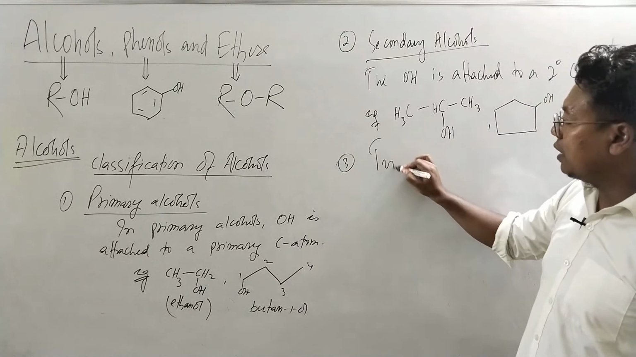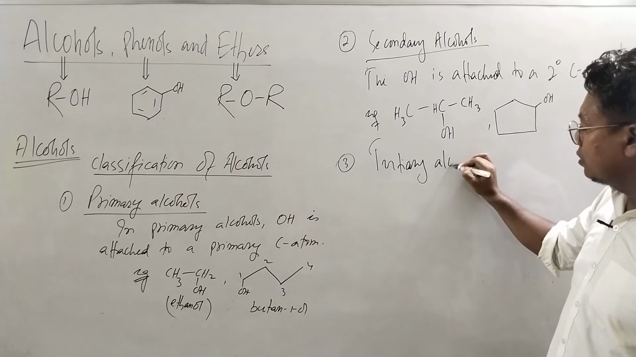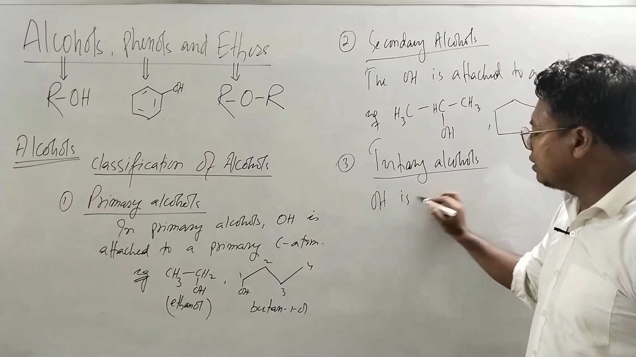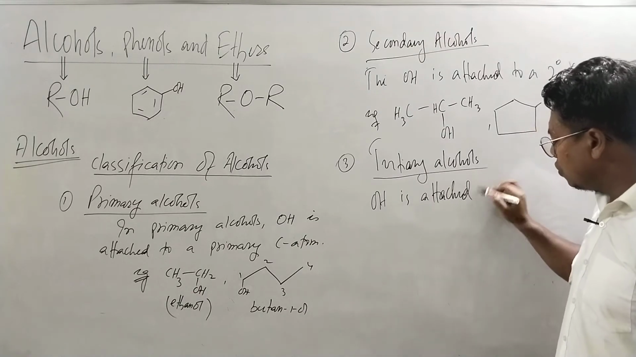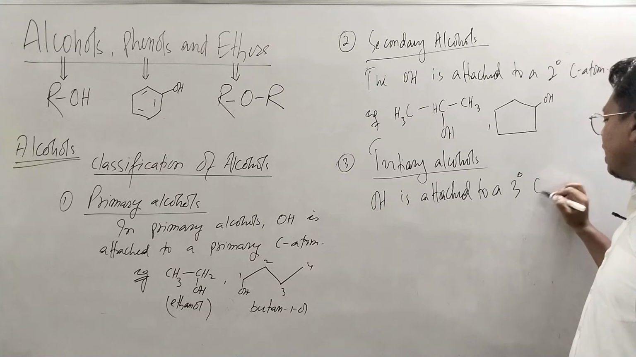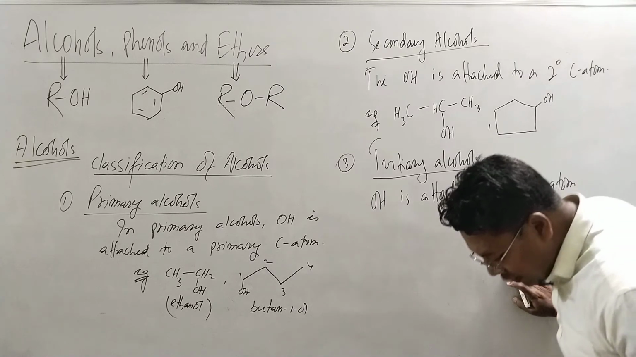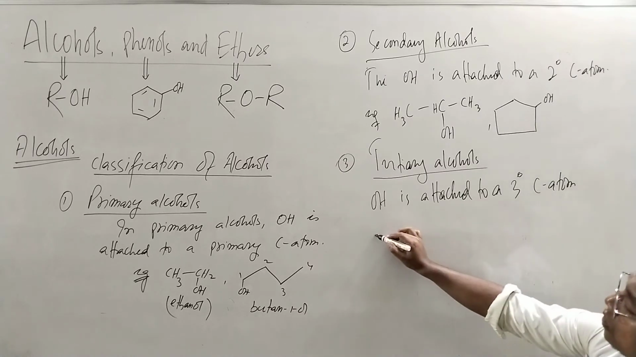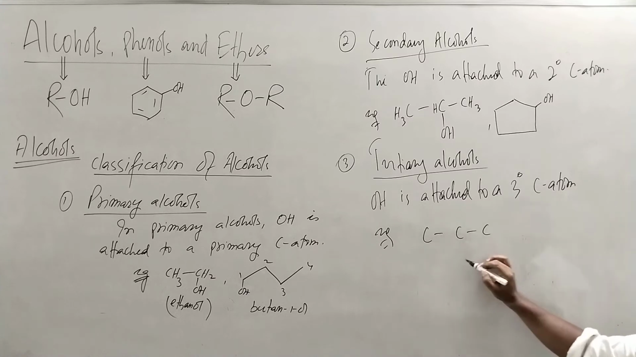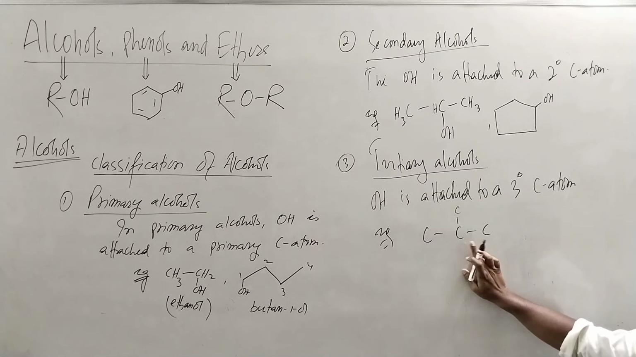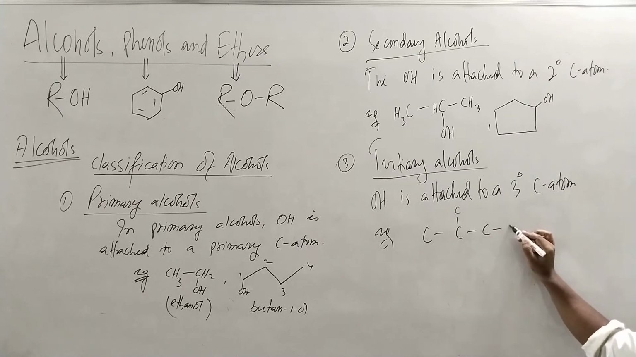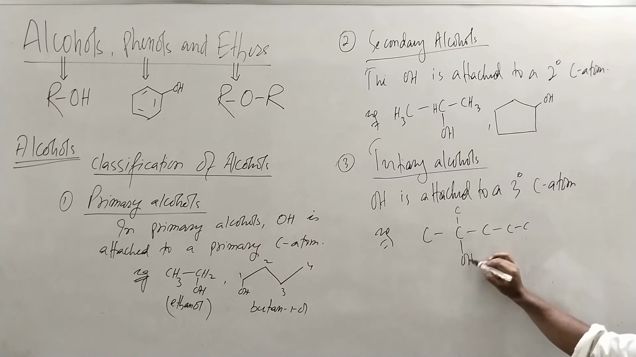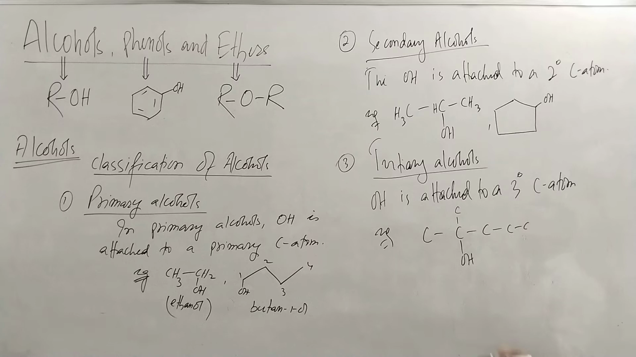Third, tertiary alcohols. OH is attached to a tertiary carbon atom. Tertiary carbon atom is that carbon atom to which 3 carbon atoms are directly attached. So we must make a tertiary carbon atom first. This is a tertiary carbon atom. Many carbon atoms can be attached here, no need. But this is a tertiary carbon atom and OH must be attached here. This is an example of tertiary alcohol.